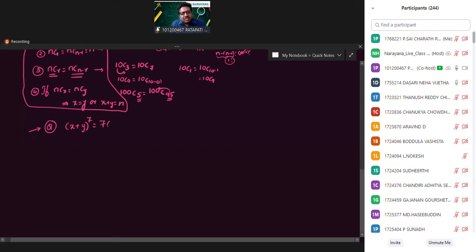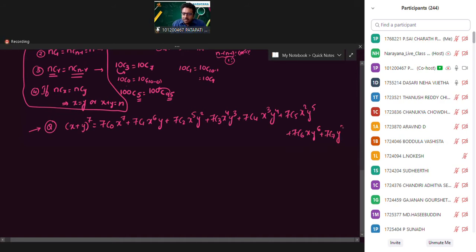So it starts with 7c0 x power 7, right? 7c1 x power 6 y. 7c2 x power 5 y square. 7c3 x power 4 y cube. 7c4 x cube y power 4. 7c5 x square y power 5. 7c6 x y power 6. 7c7 y power 7.